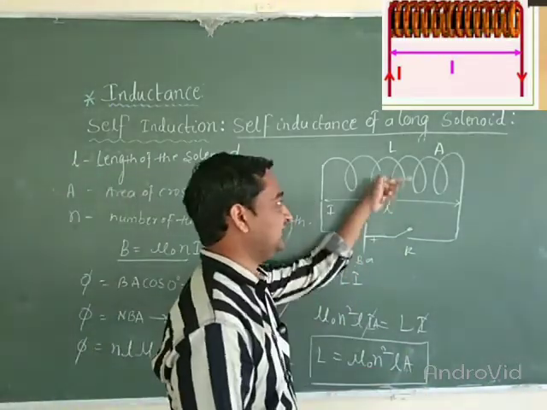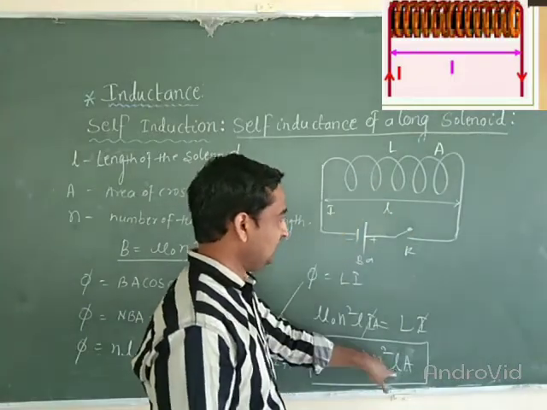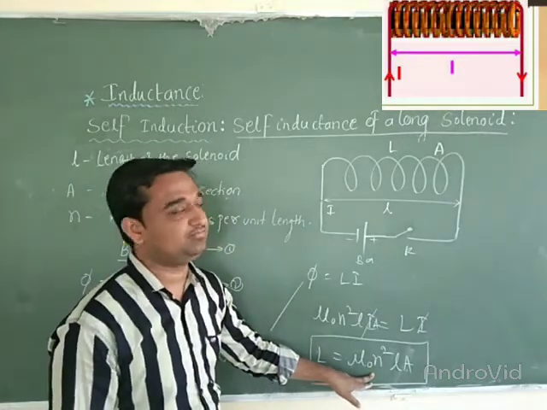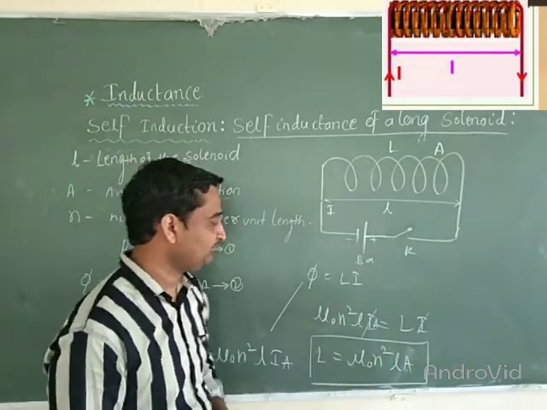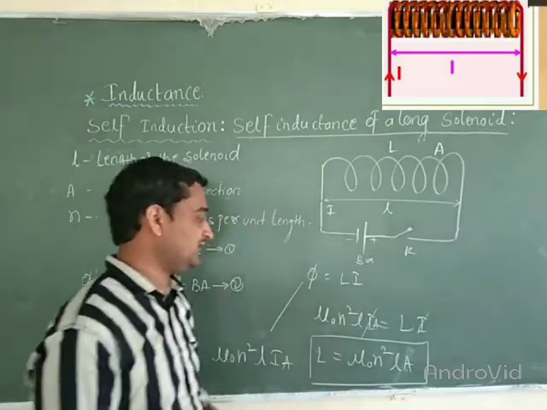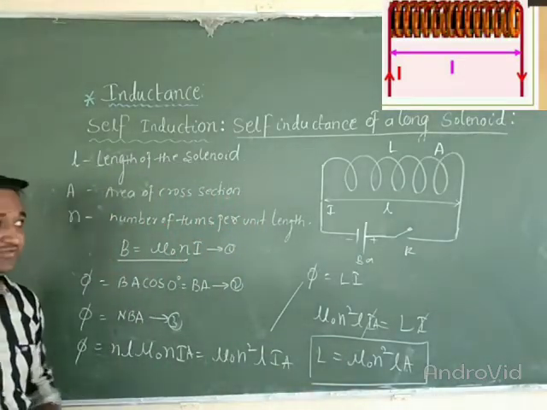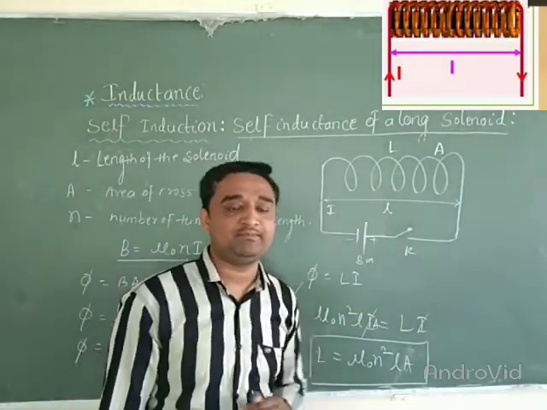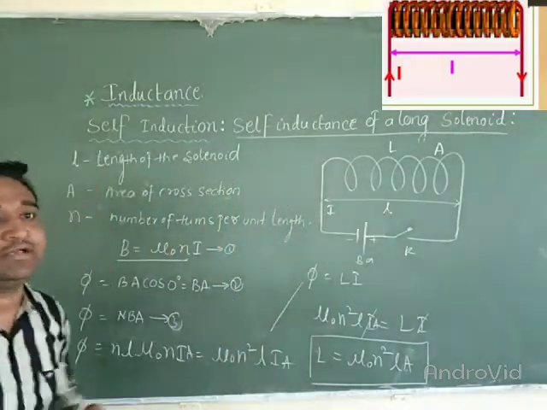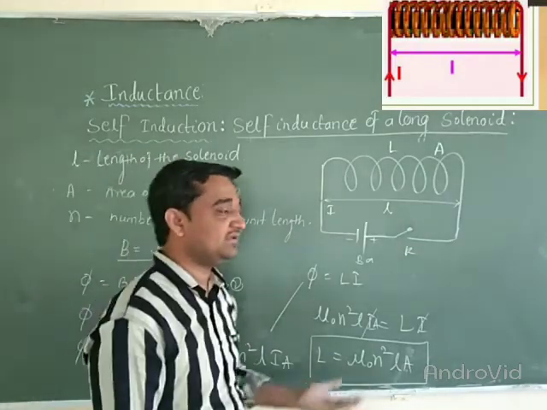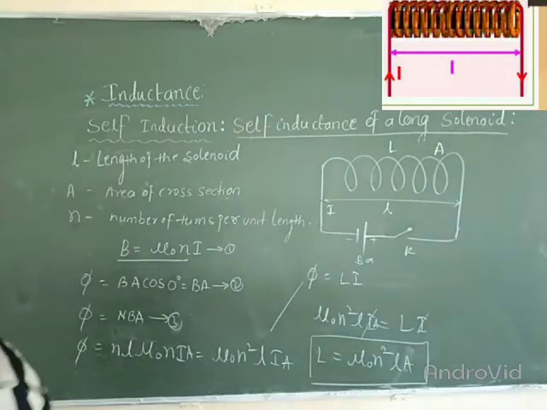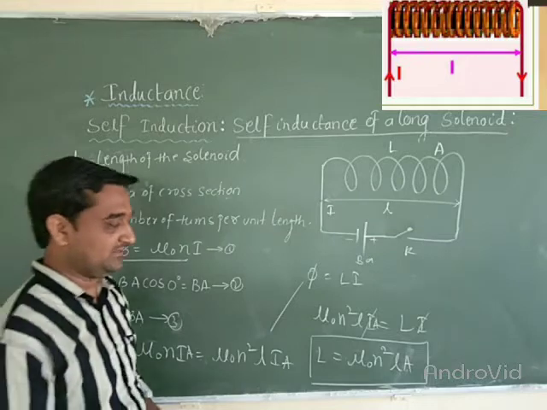Here A is the area of cross section of the solenoid, L is the length of the solenoid, and N is the number of turns per unit length, and mu naught is the permeability of free space. Now if the core of the solenoid is some other material, then we have to use mu naught into mu r, so we have to replace the relative permeability also.